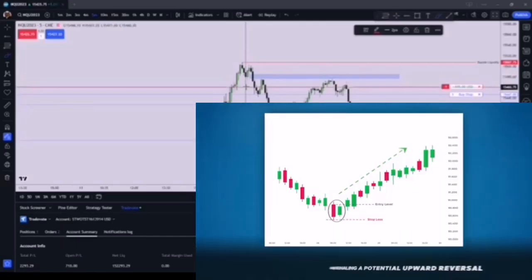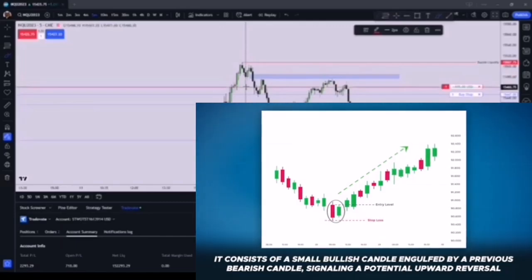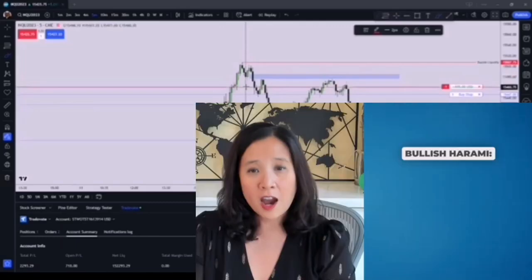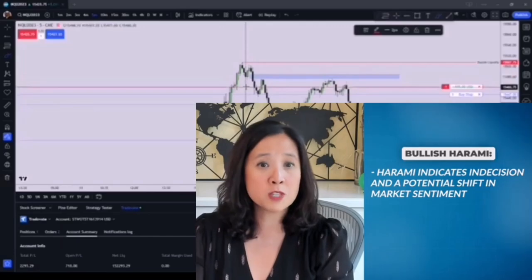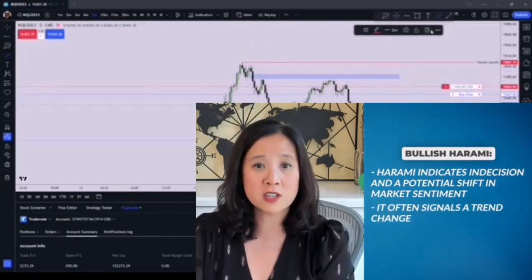A harami is a 2-candle reversal pattern. A bullish harami has a small bullish candle that is engulfed by the previous bearish candle, signaling a potential reversal to the upside. A harami suggests indecision and a possible shift in market sentiment, often signaling a change in trend direction.